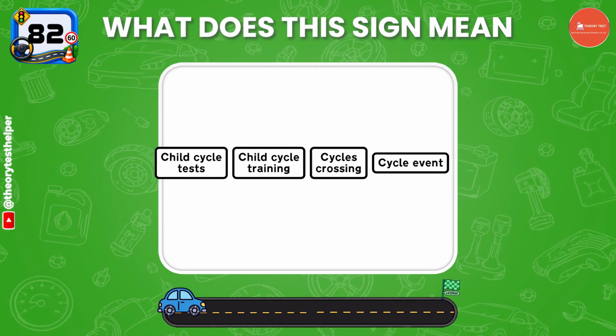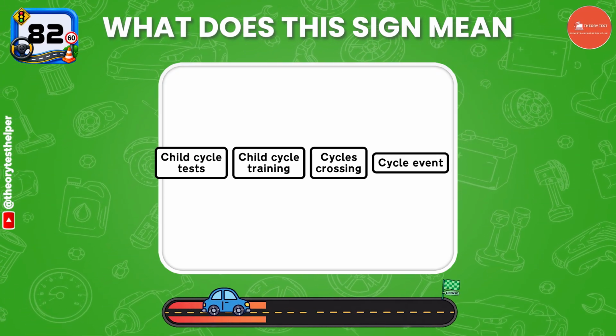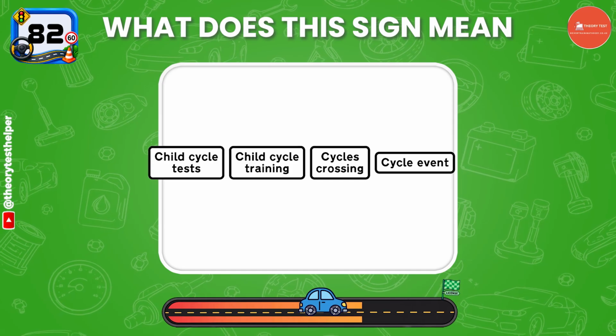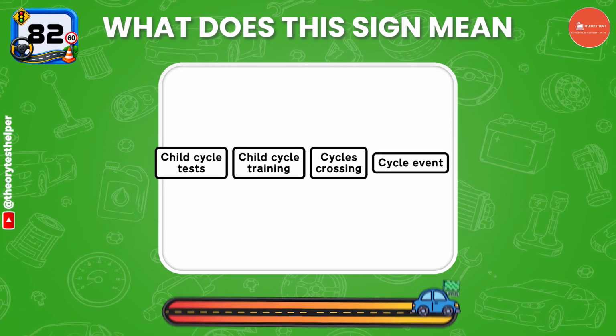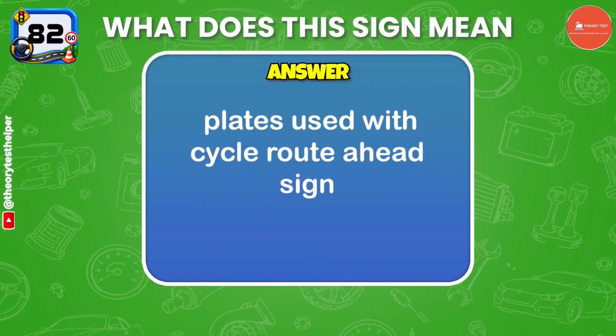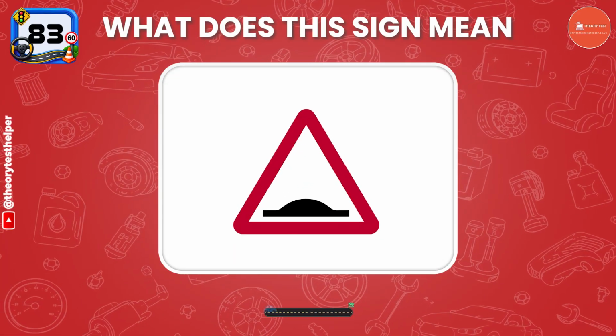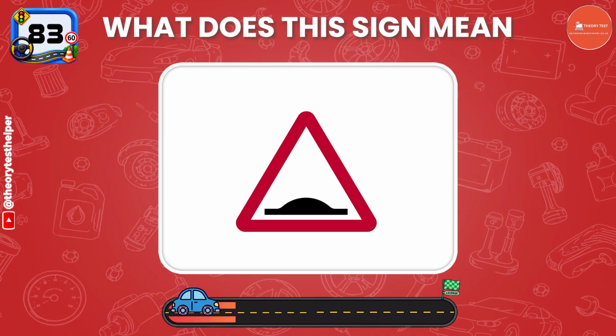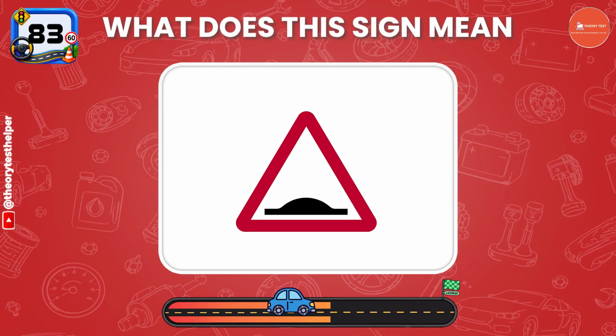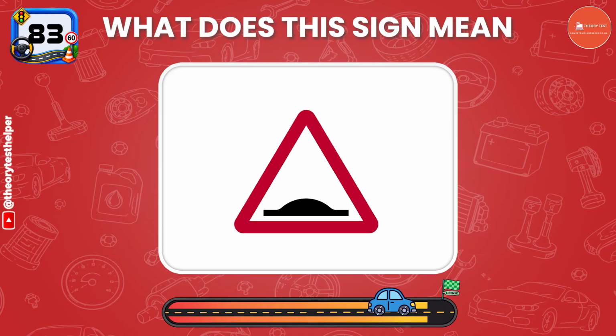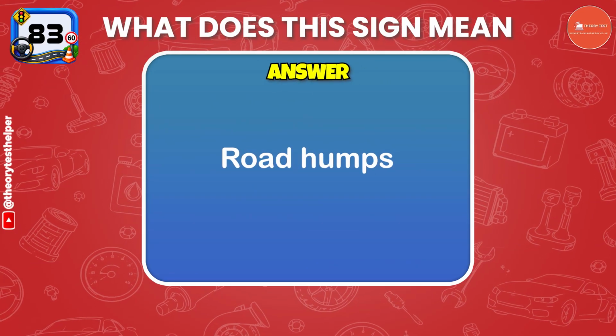What is the function of these directional signs? Plates used with cycle route ahead sign. What traffic calming measure lies ahead? Road humps.